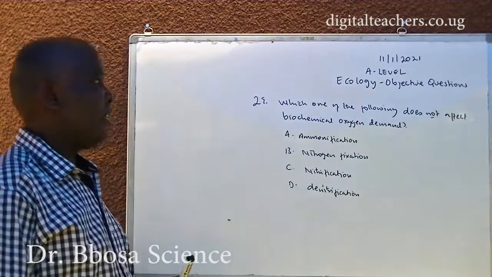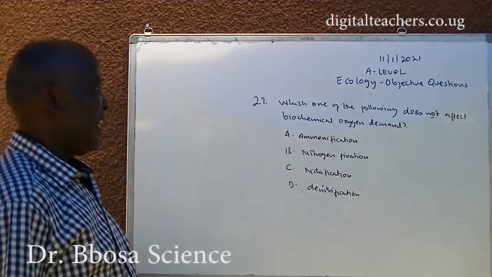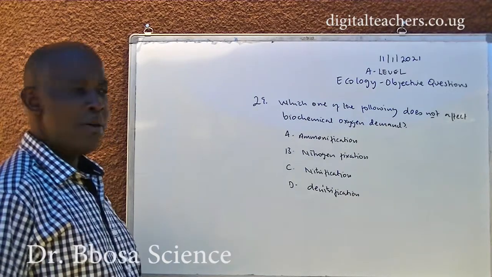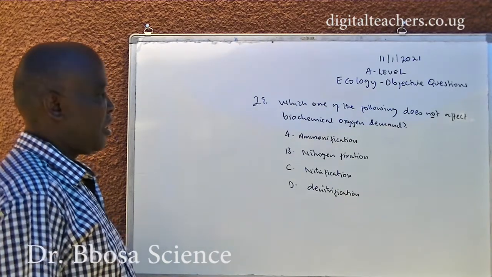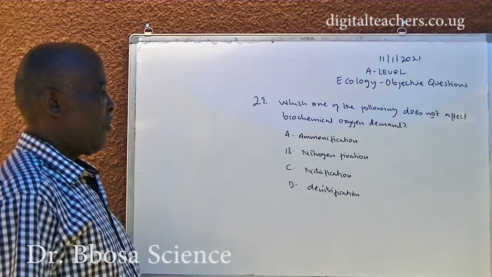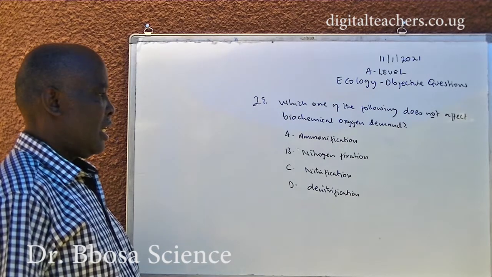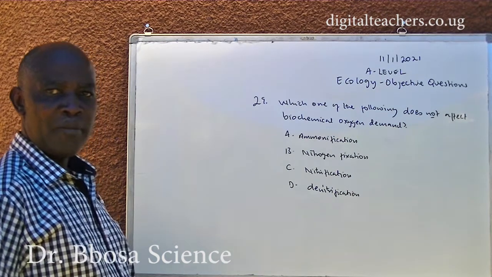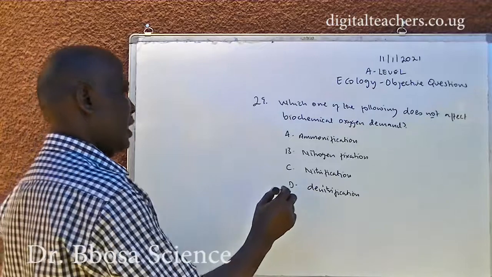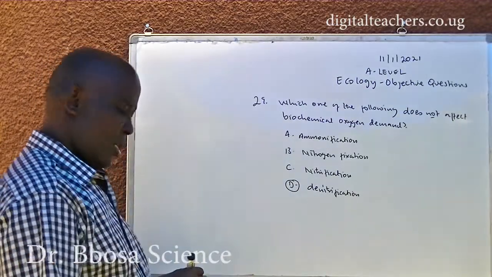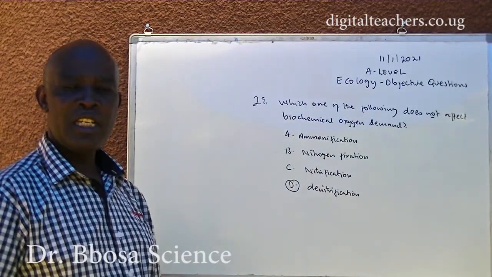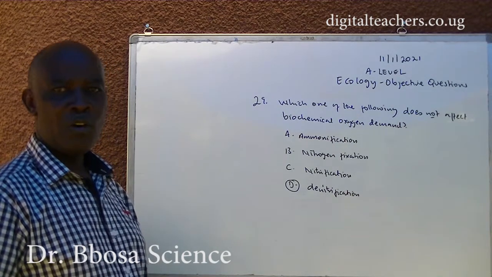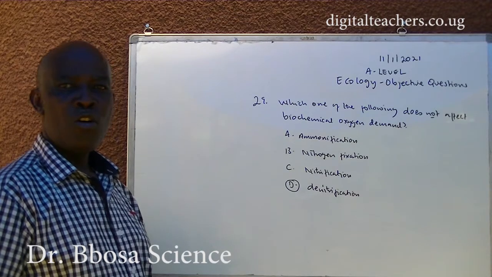Number 29. Which one of the following does not affect biochemical oxygen demand? A. Ammonification. B. Nitrogen fixation. C. Nitrification. D. Denitrification. You can pause and answer. The answer is D, because nitrification is an anaerobic reaction, occurs in the absence of oxygen.